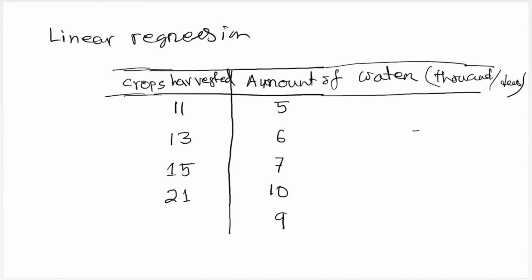If you answered 19, then you are correct. In your mind, you have built up a model. The model says that if this column or this variable is X, and if this column or this variable is Y, then the model is Y equals 2X plus 1.